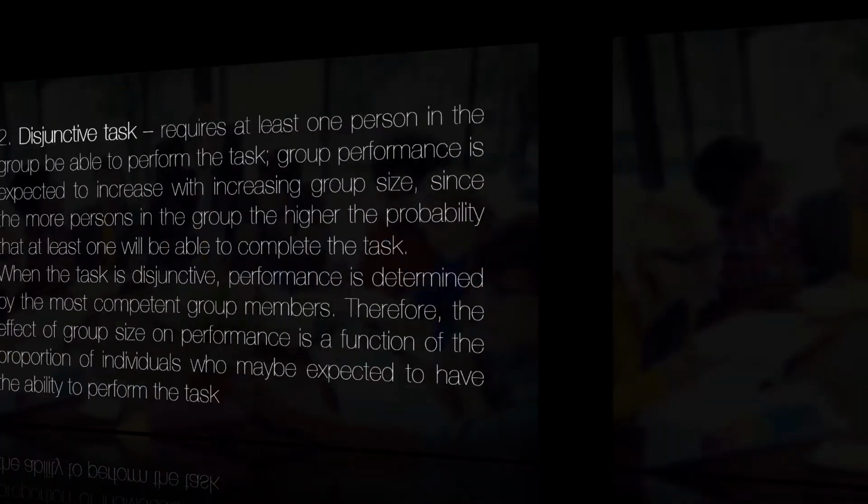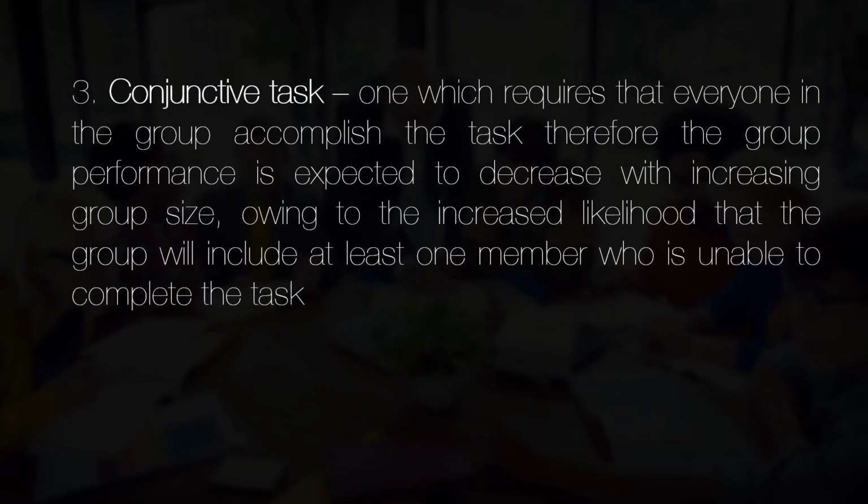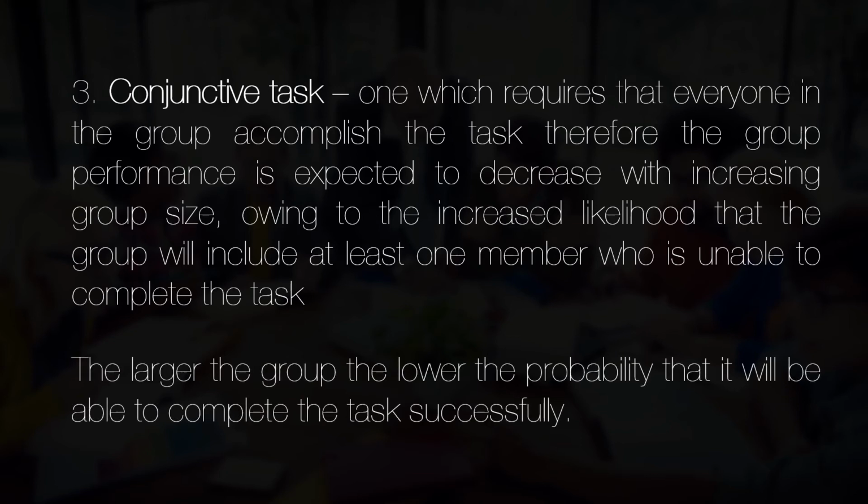And the last one is conjunctive task, one which requires that everyone in the group accomplish the task. Therefore, the group performance is expected to decrease with increasing group size, owing to the increased likelihood that the group will include at least one member who is unable to complete the task. Last one is all about those where each group member has to contribute. So, by this, there is the requirement for full participation of the group members.